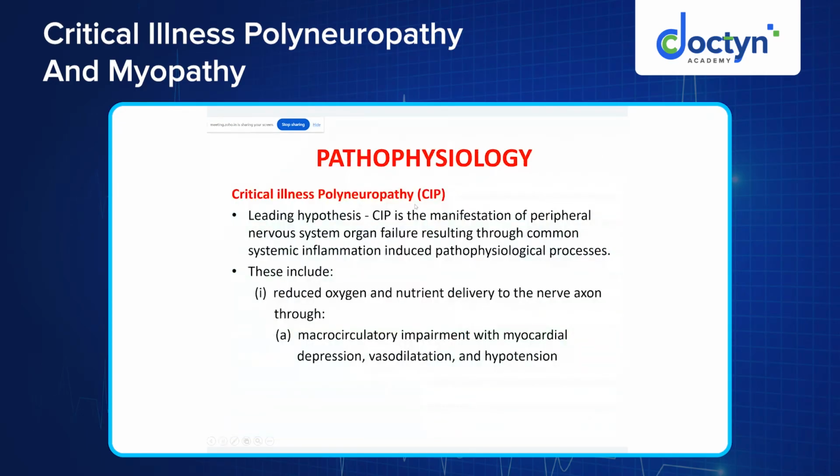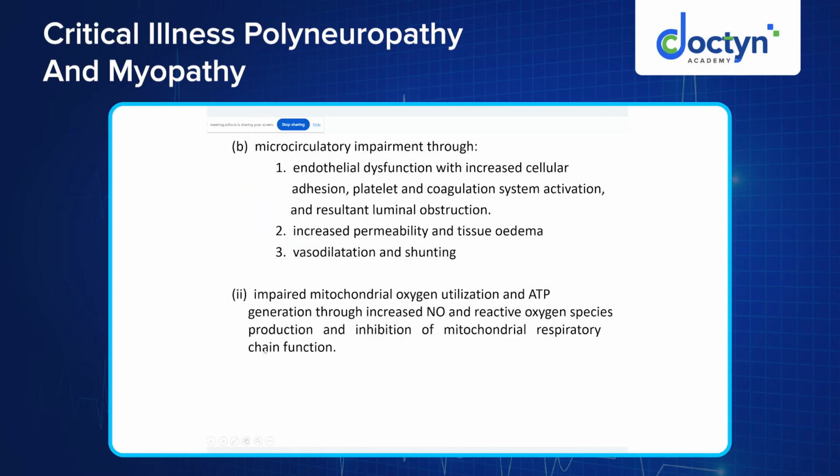When we talk about the pathophysiology of polyneuropathy, CIP is the manifestation of peripheral nervous system organ failure resulting from systemic inflammation. We have talked about SIRS. So what does this include? There is a reduction in the supply of nutrients and oxygen delivery to the nerve axons. Why? Because there is microcirculatory dilation, hypotension, and impairment due to myocardial depression. Because of all of these phenomena, there is reduced oxygen and nutrient delivery to the axons.